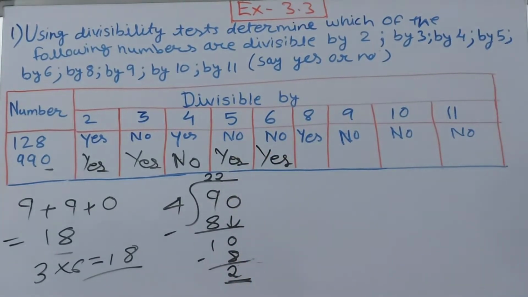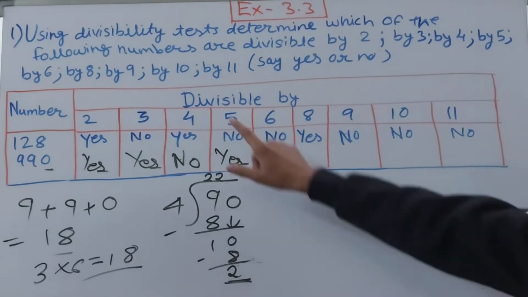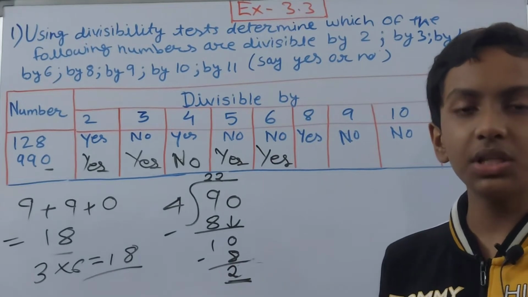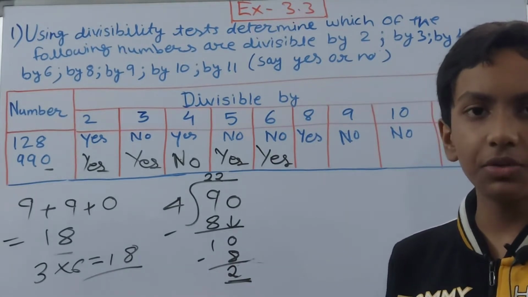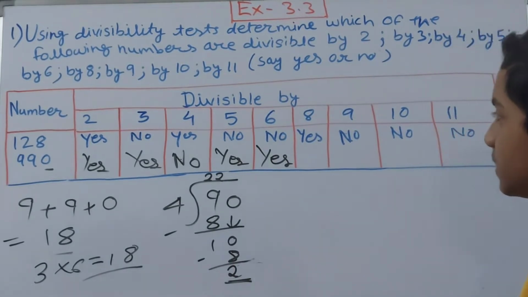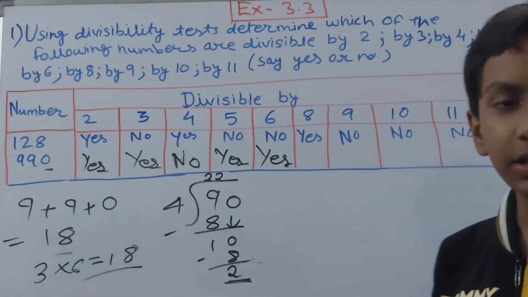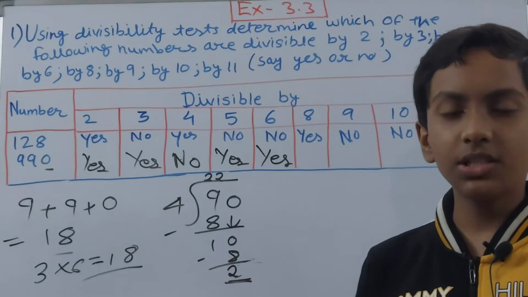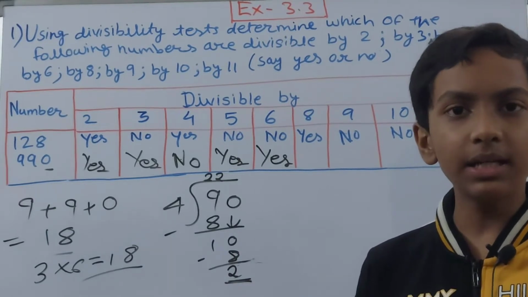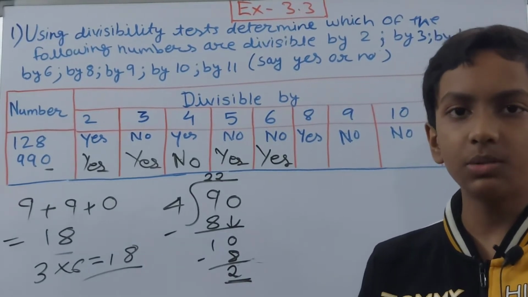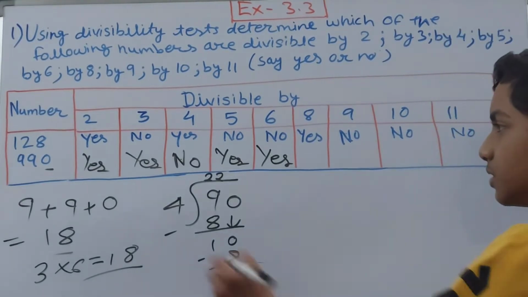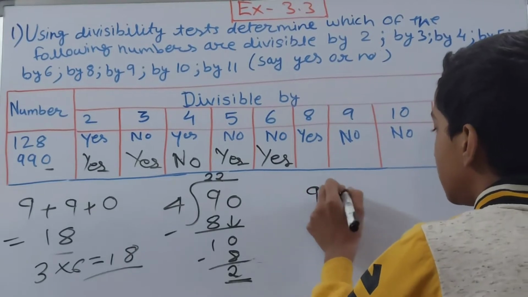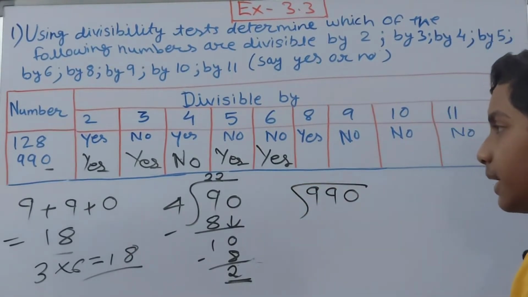Then 8. Now for 8 you have to do the same thing like we did with 4. Check the last 2 digits, but no, not the last 2 digits. Here we will see the last 3 digits of a number, okay? And if the last 3 digits are divisible by 8, then the whole number is divisible by 8. If the last 3 digits are not divisible by 8, then the whole number is not divisible by 8. Now you see last 3 digits, of course this number is only of 3 digits, so we have 990 and we will divide this, right?